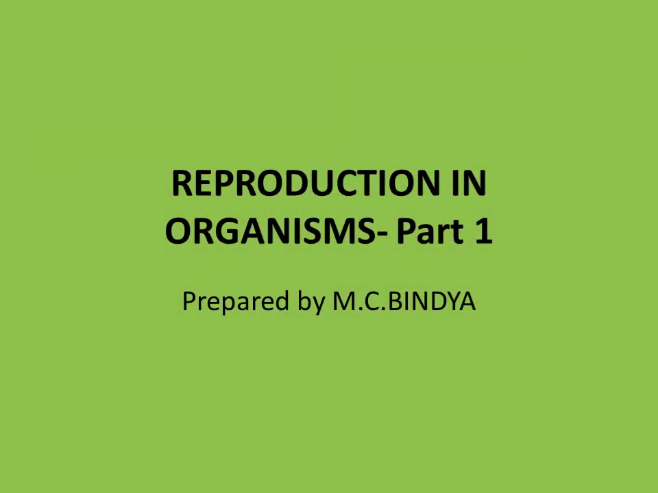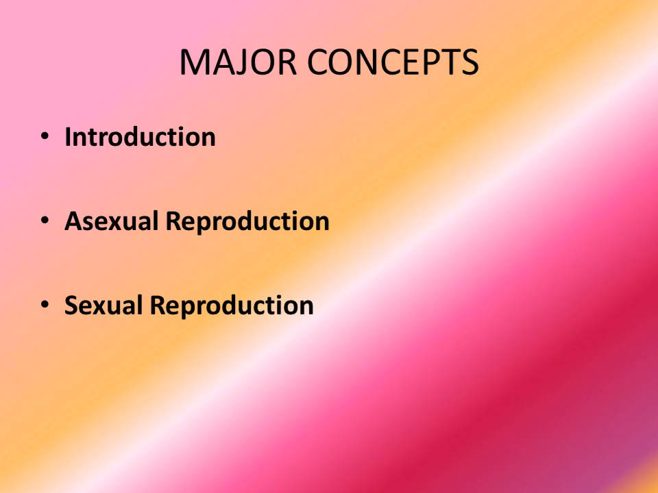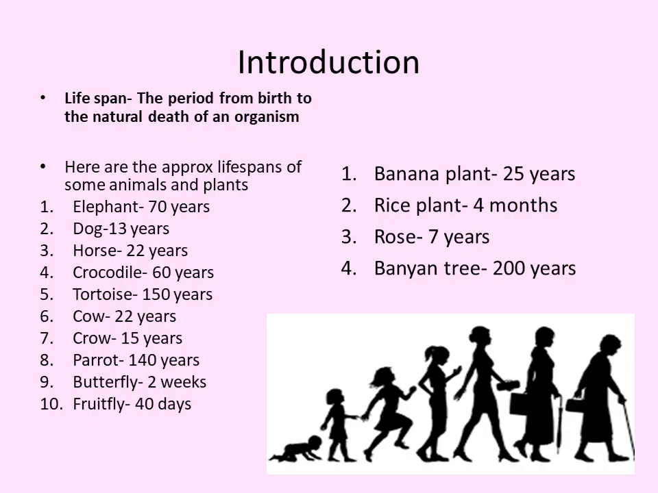Reproduction in organisms. Part 1. There are three major concepts: introduction, asexual reproduction, sexual reproduction. Introduction. They have mentioned about a term called lifespan.